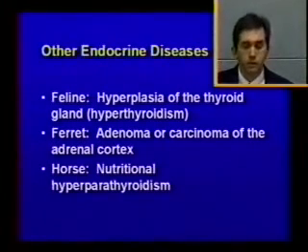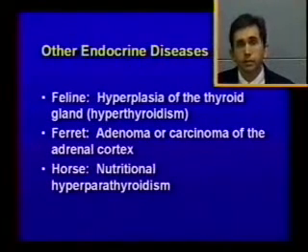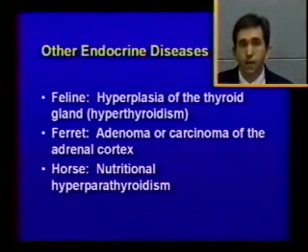Some other endocrine diseases of note would be hyperplasia of the thyroid gland in the cat. This causes hyperactivity and increased appetite in cats due to sometimes bilateral but often unilateral hyperplasia of the thyroid gland. And ferrets have an extremely high incidence of tumors of the adrenal cortex. They can be either benign or malignant, so they could be either an adenoma or a carcinoma.